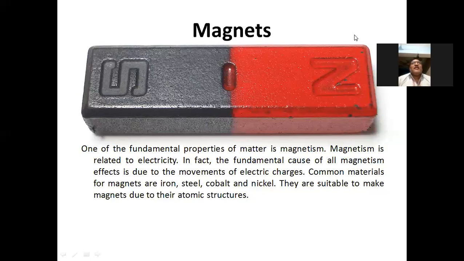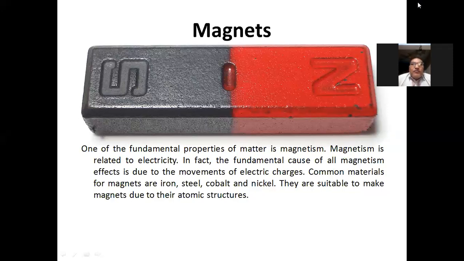So let's start. You must have heard about magnets in your previous science lessons, and at home you must have seen magnets. The most important thing about magnets is that a magnet has the power to attract some objects. For example, a magnet can attract pieces of iron. So a magnet is a material which has the ability to attract iron. One of the fundamental properties of matter is magnetism.